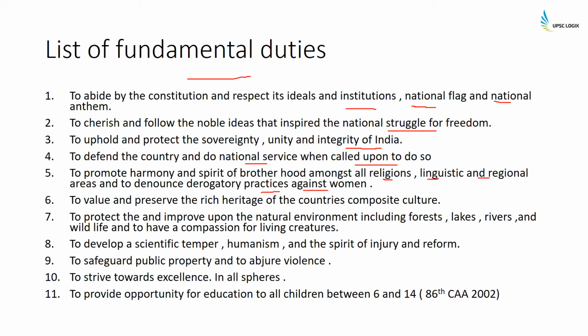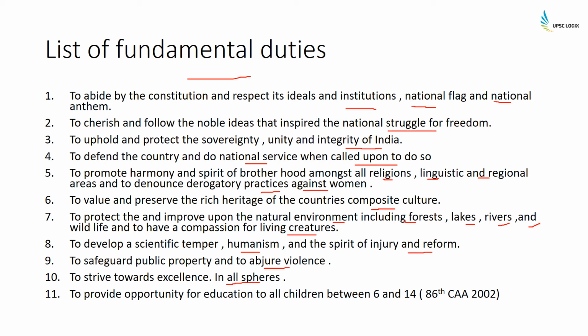Number 6. To value and preserve the rich heritage of the country's composite culture. Number 7. To protect and improve the natural environment, including forests, lakes, rivers, and wildlife, and to have compassion for living creatures. Number 8. To develop scientific temper, humanism, and the spirit of inquiry and reform. Number 9. To safeguard public property and to abjure violence. Number 10. To strive towards excellence in all spheres.